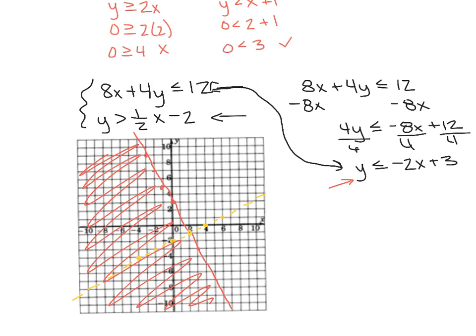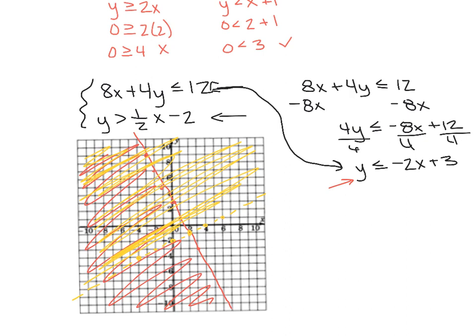All right? And then the yellow line says greater than. So we're going to shade everything that's above. All right? And then we're going to get our solutions from where we have intersected our shading.